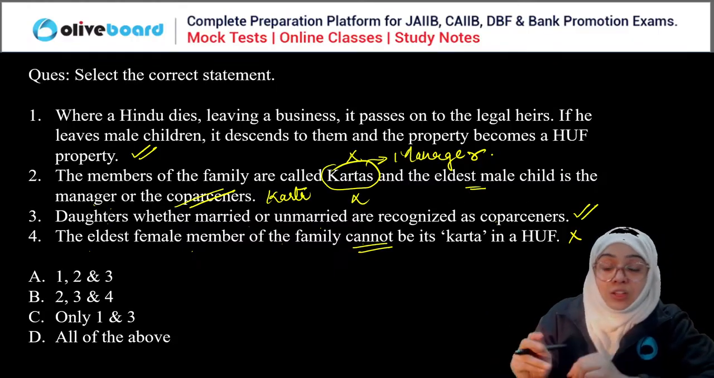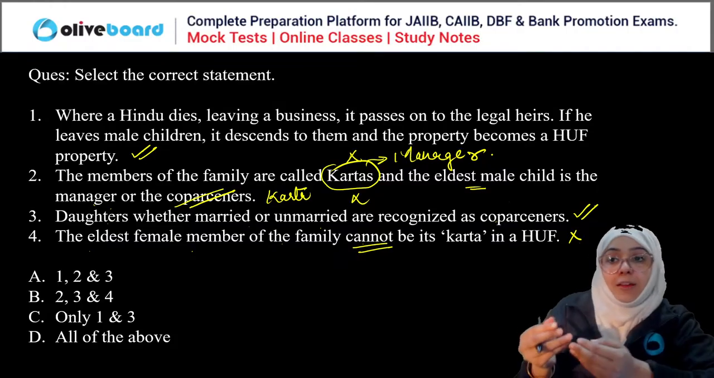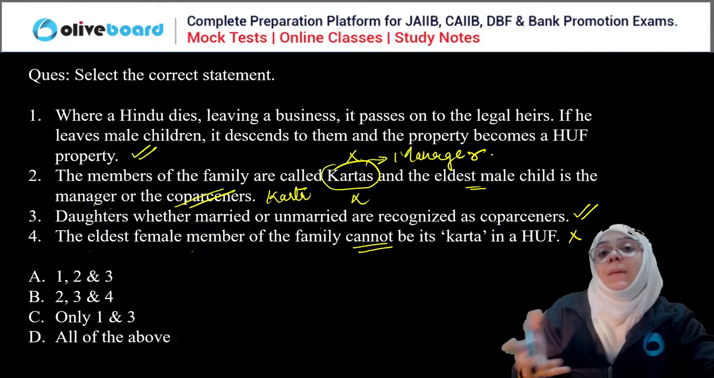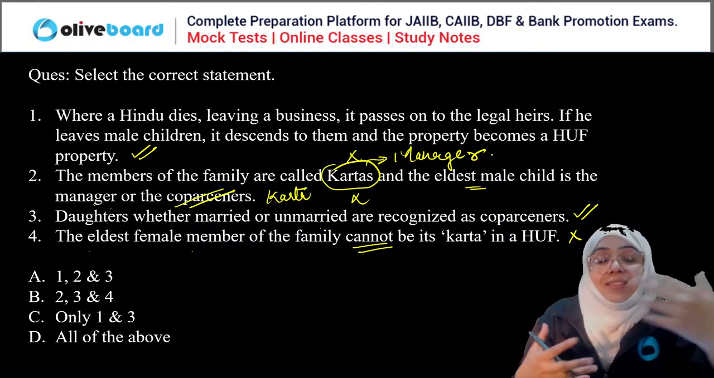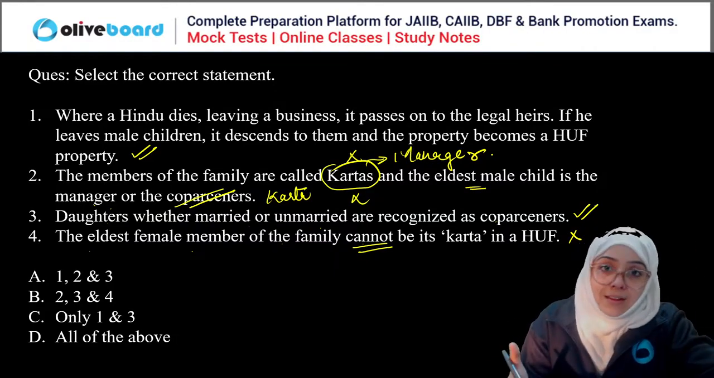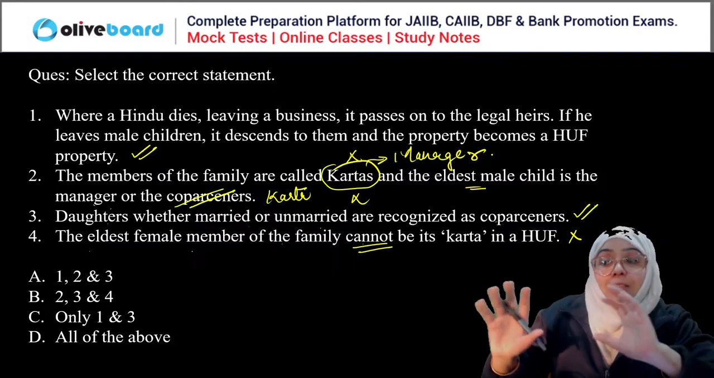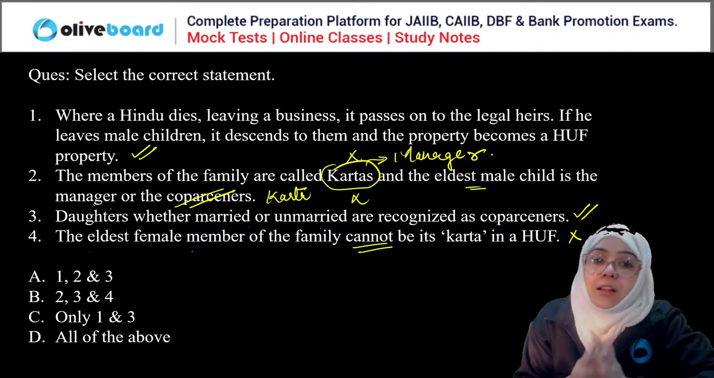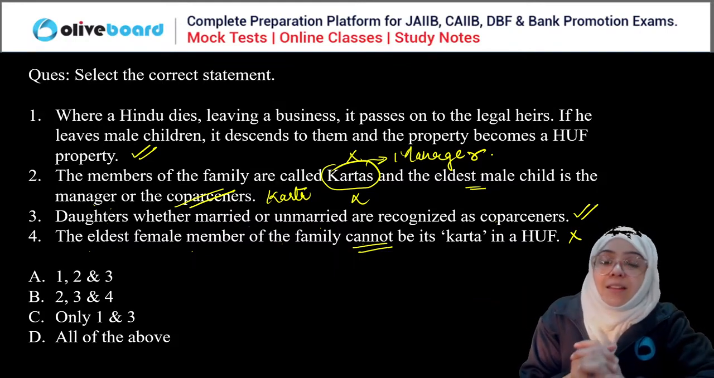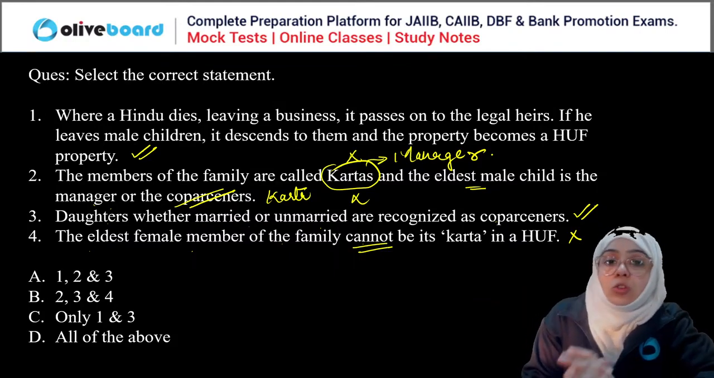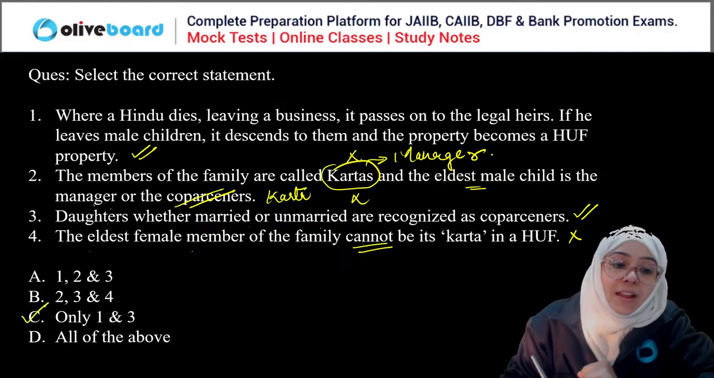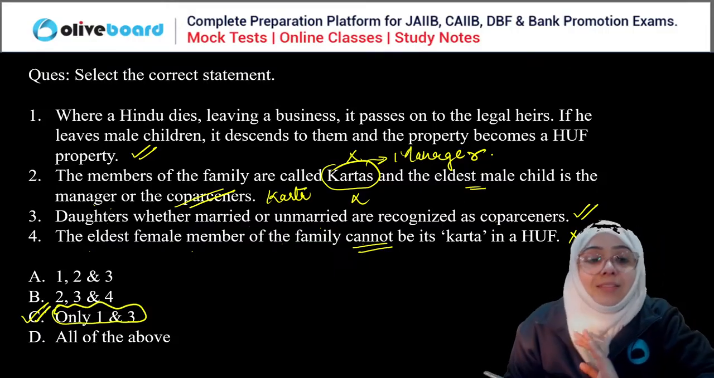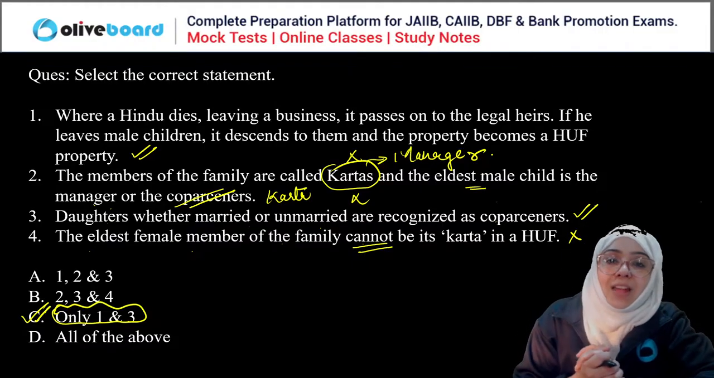Okay, it is choice. So if there is an eldest female child present, she can be a karta. It is not necessary that she should be a karta. Okay, so if the family decides, right? So eldest female child can also be the karta of Hindu undivided family. It is the 2005 Delhi High Court ruling, and that's why only one and third are the correct statements, and the second and fourth statements are wrong.